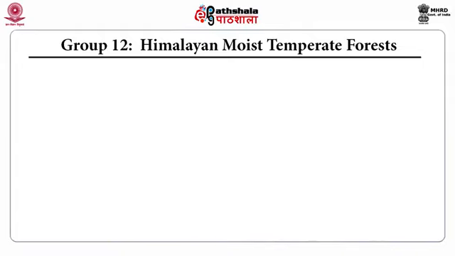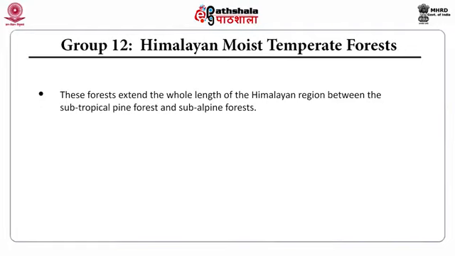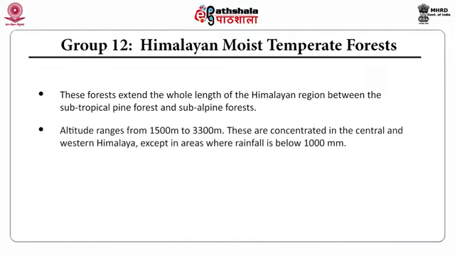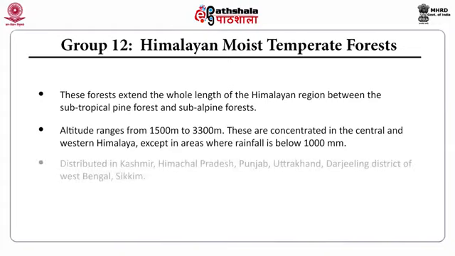The group 12 are the Himalayan west temperate forests. These forests extend the whole length of the Himalayan region between the subtropical pine forest and subalpine forest. Altitude ranges from 1500 meter to 3300 meter. These are concentrated in the central and western Himalaya, except in areas where rainfall is below 1000 millimeter. Distributed in Kashmir, Himachal Pradesh, Punjab, Uttarakhand, Darjeeling district of West Bengal and Sikkim.